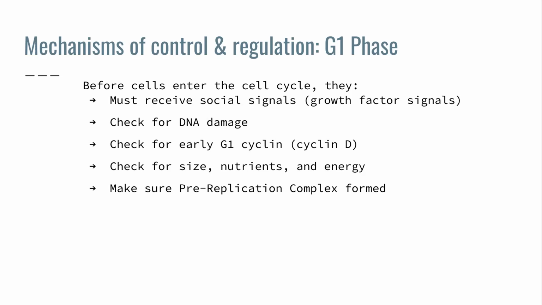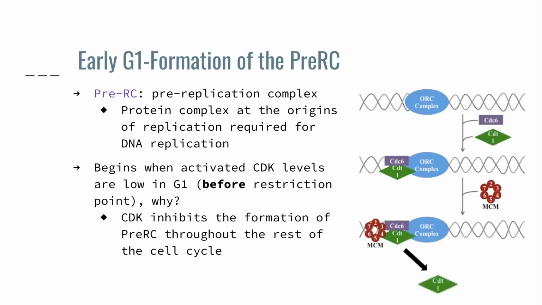Okay, so they have to receive growth factor signals so they can start thinking about dividing. They check for DNA damage, check for early G1 cyclin, which is cyclin D, and they check for size, nutrients, and energy. So this is all taking place before the restriction point. And they make sure the pre-replication complex is formed, which is also done before the restriction point during G1. The pre-RC is a protein complex at the origins of replication and is required for DNA replication. It begins when activated CDK levels are low in G1 before the restriction point.